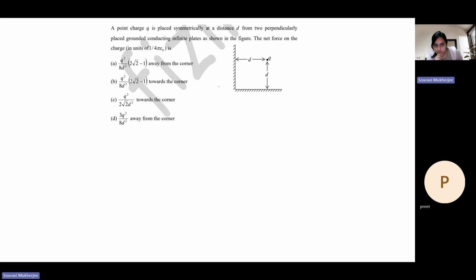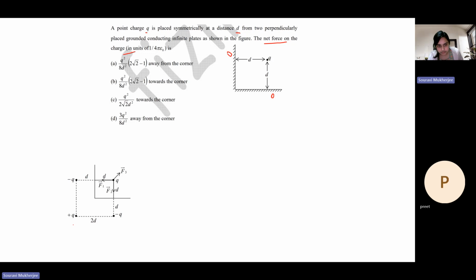Okay. Now you can also have questions like this. This is similar to what we were discussing, right? You have a point charge Q placed symmetrically at distance D from two perpendicular grounded plates. So V is 0 here and V is also 0 on this surface. Now the net force will be... So what will we do? We will try to replicate this situation with image charges. How will the image charges be? It will be like this, just as we discussed.